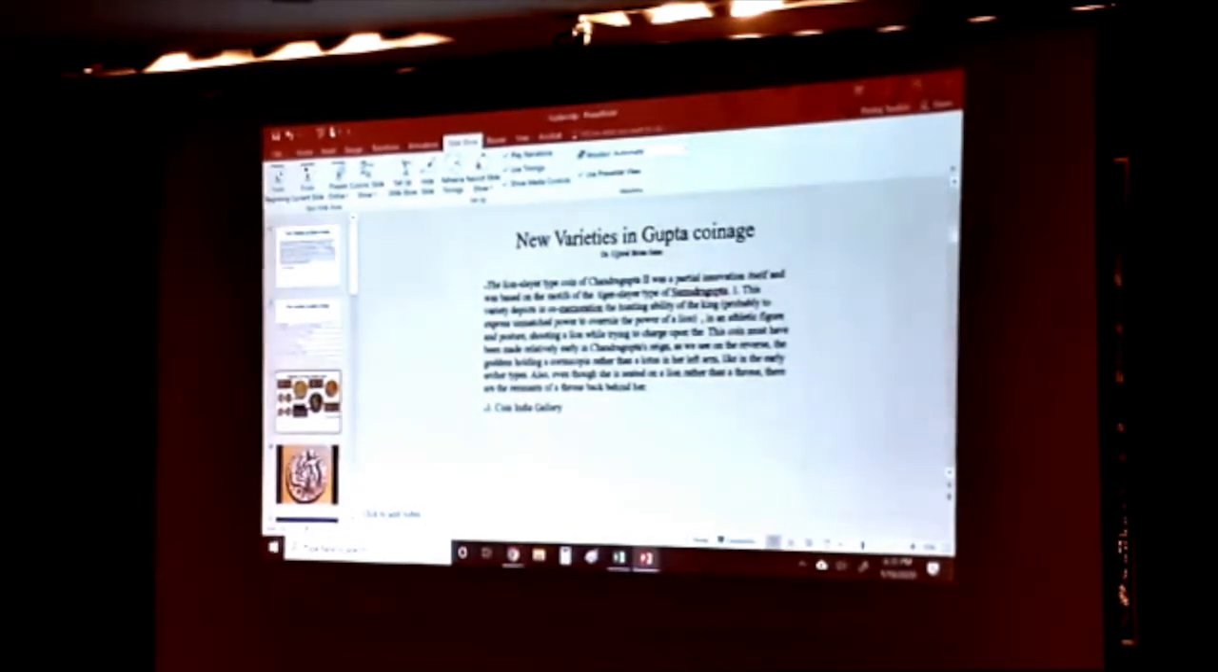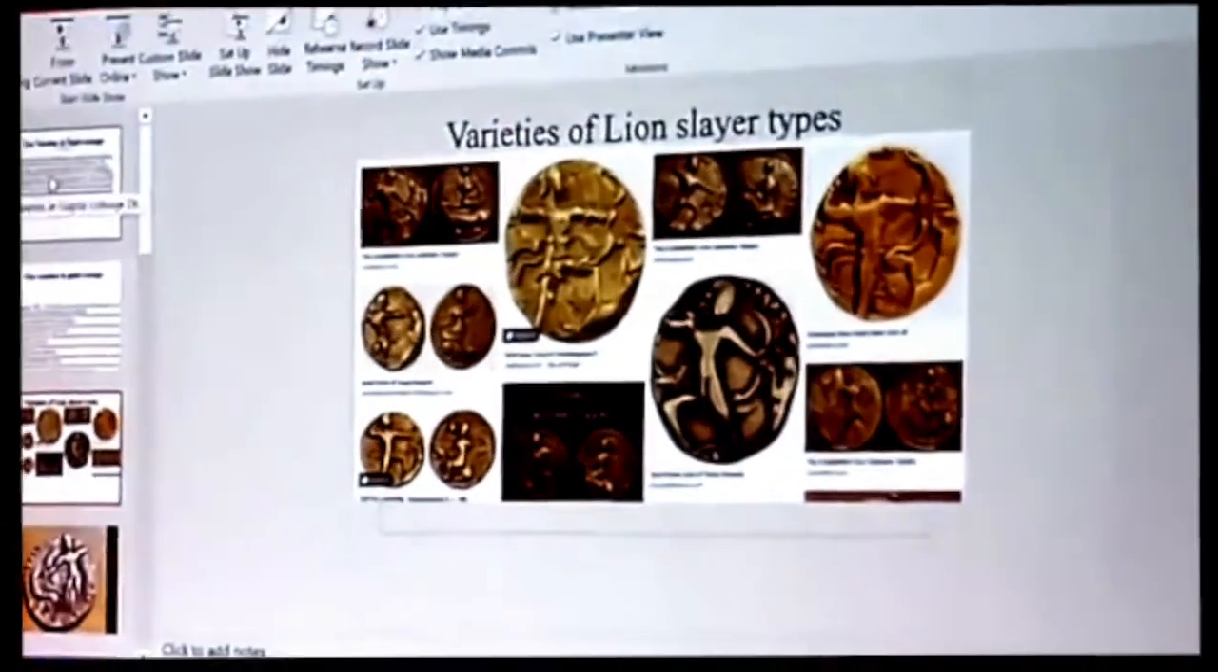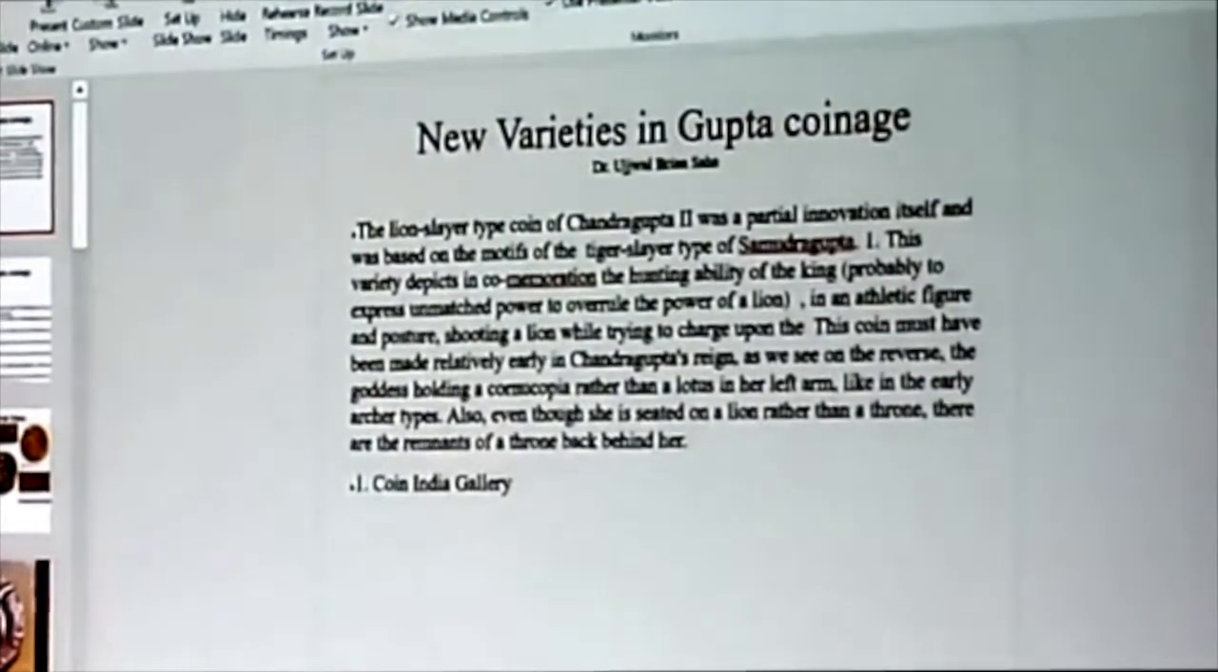We all know about the lion slayer coins, and as we see many of them, this was a partial innovation by Chandragupta II, based upon the motif of the tiger slayer type issued by his father Samudragupta, probably on some conquest in the eastern part of the country where the tiger was an abode. This variety, I would say, depicts in commemoration the hunting ability of the king, probably to express the unmatched prowess to overrule the power of the lion.